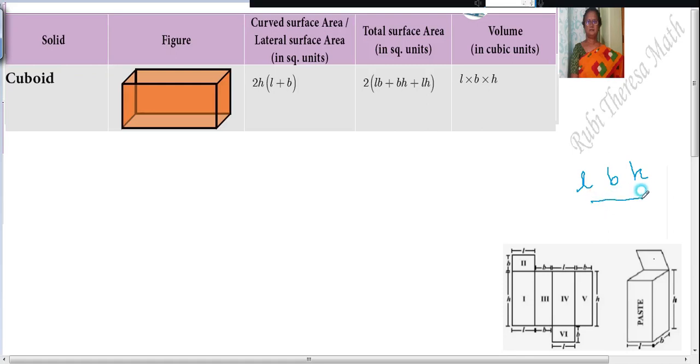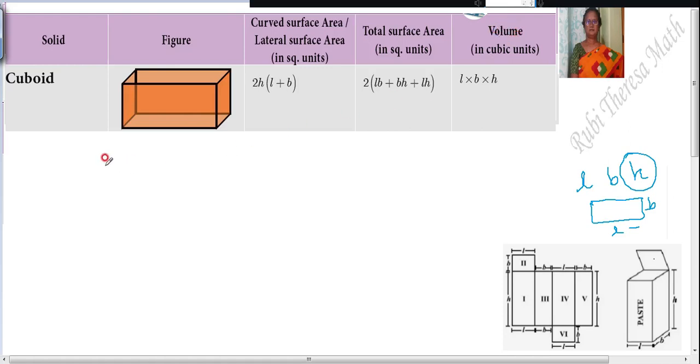A plane figure is only measured with length and breadth, that is, side into side. Since this measurement is a little bigger, we call it length, and this is breadth. In order to make it three-dimensional, you need one more measurement, which is called height. So it is better to remember the formula of volume. It is very easy to remember.